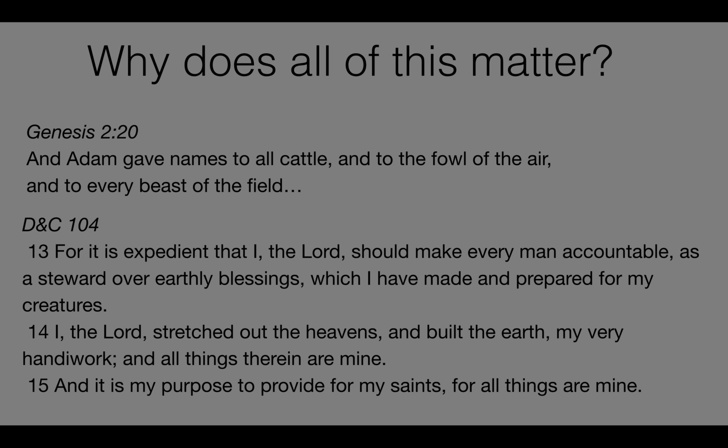From D&C 104: For it is expedient that I, the Lord, should make every man accountable as a steward over earthly blessings, which I have made and prepared for my creatures. I, the Lord, stretched out the heavens and built the earth, my very handiwork, and all things therein are mine, and it is my purpose to provide for my saints, for all things are mine. So if we believe these things are Heavenly Father's, we should care for them, and we should be interested in how they form and how this process happens.